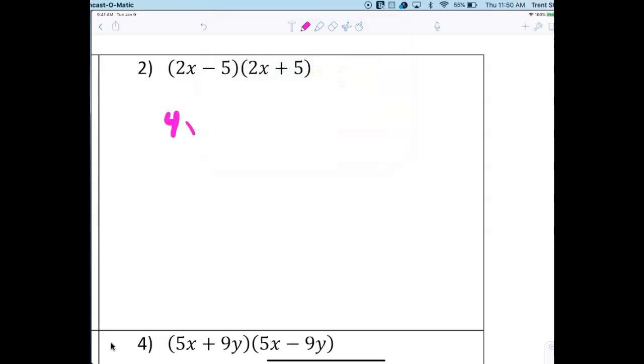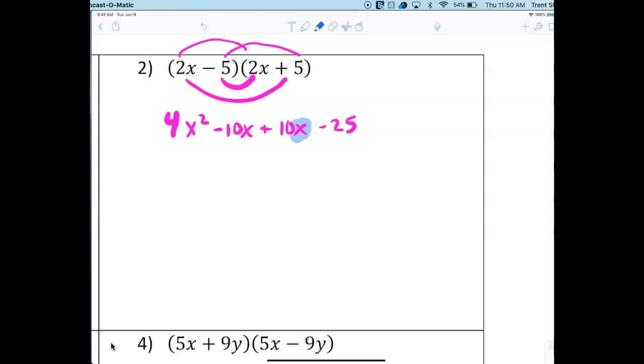So I've got 4x squared. Now the two smiley faces. How much is this? Negative 10x. Brilliant. And this right here is positive 10x. And then negative 5 times positive 5 is negative 25. Now look right here. Those two middle terms this time do what to each other? Cancel out. So this is 4x squared minus 25.